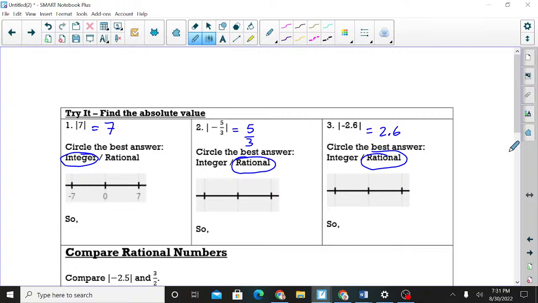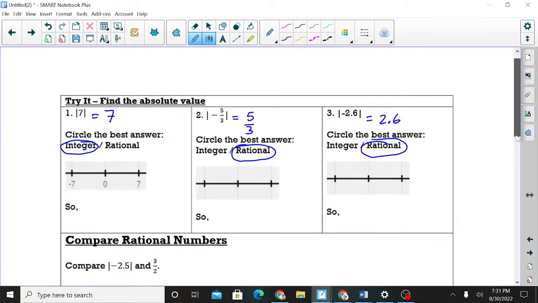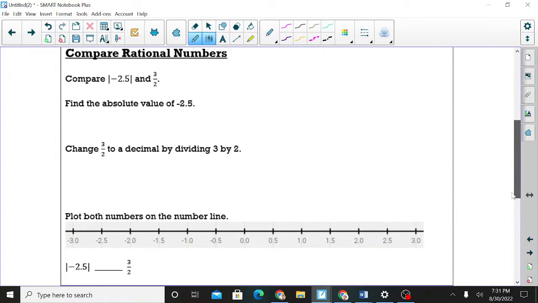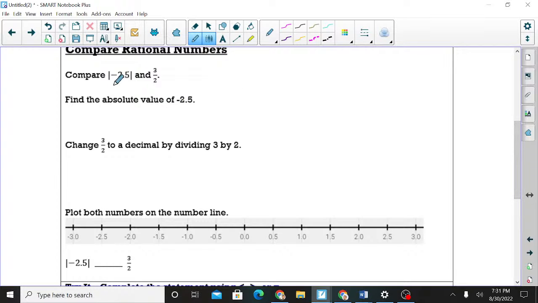If you didn't, you should go back and rewatch the video from the start to take a look at the definitions and the prior examples. Finishing this up, we're going to compare rational numbers. So we're going to compare the absolute value of negative 2.5 and the fraction 3/2.